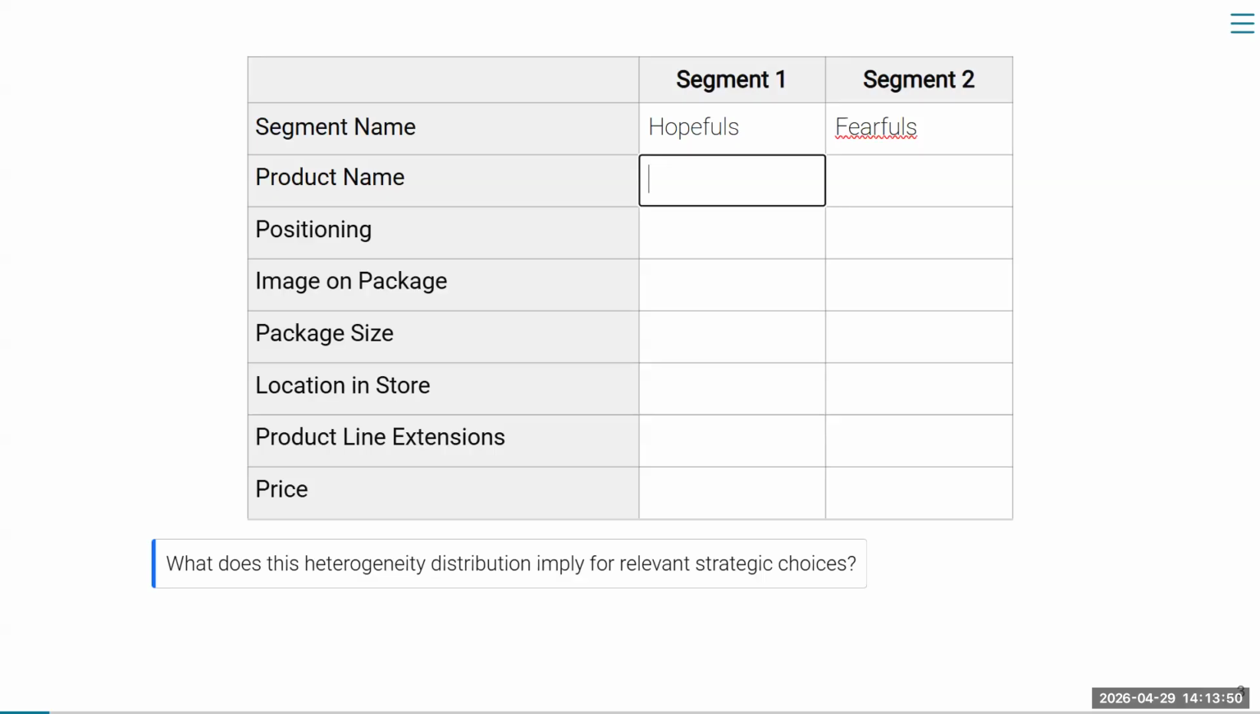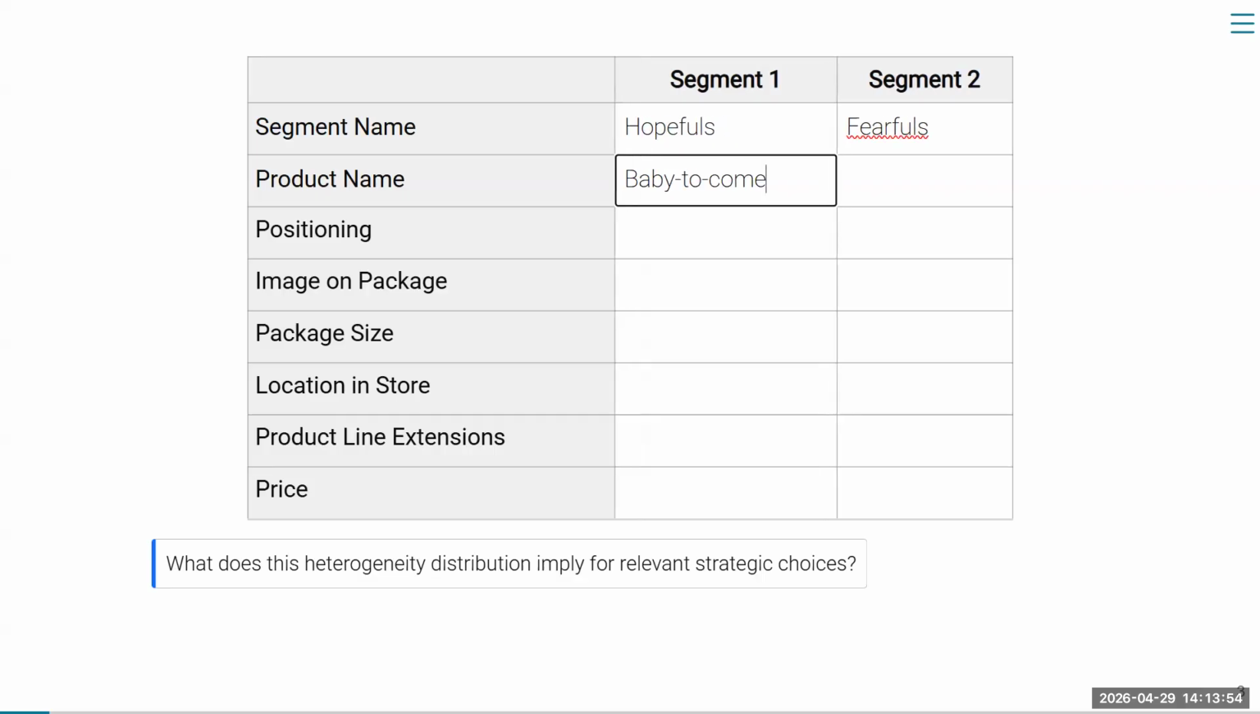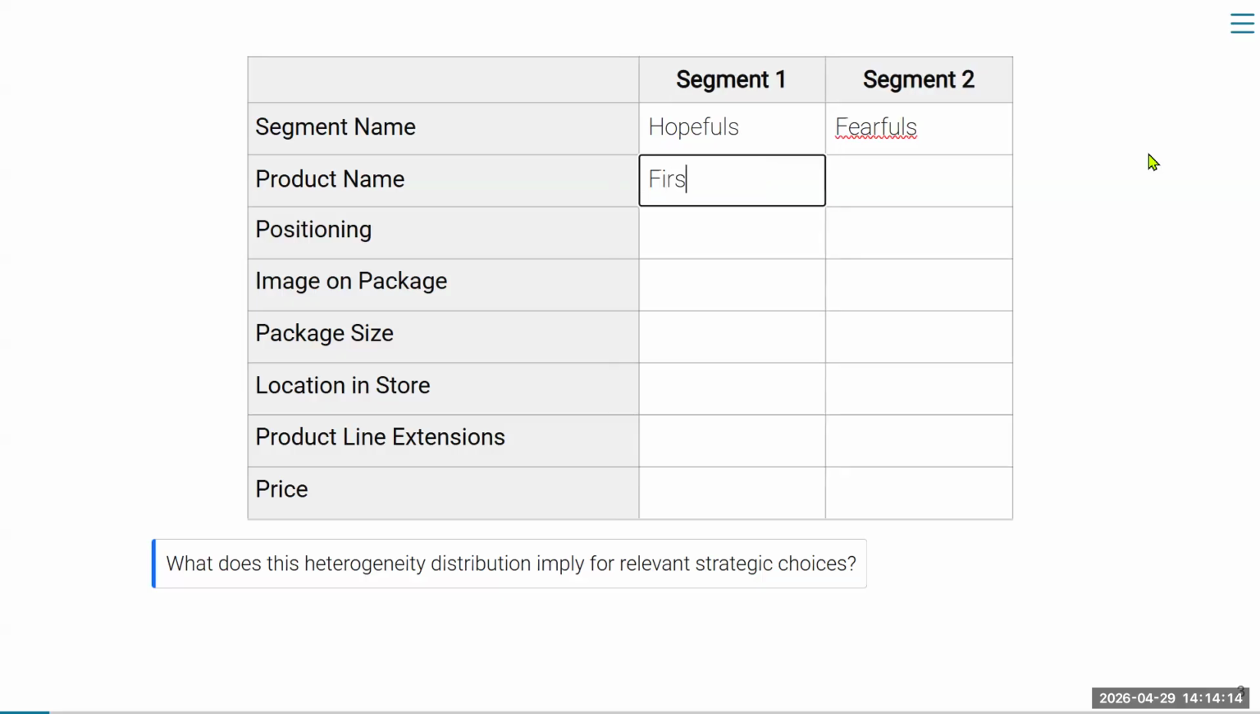Baby to come. Baby to come. You know, we have to be a little careful. We can't promise the result. Yeah, so I like the spirit of that, but can we deliver on that promise? That's not something we control. We sell the test strip. First step. Interest. First step.